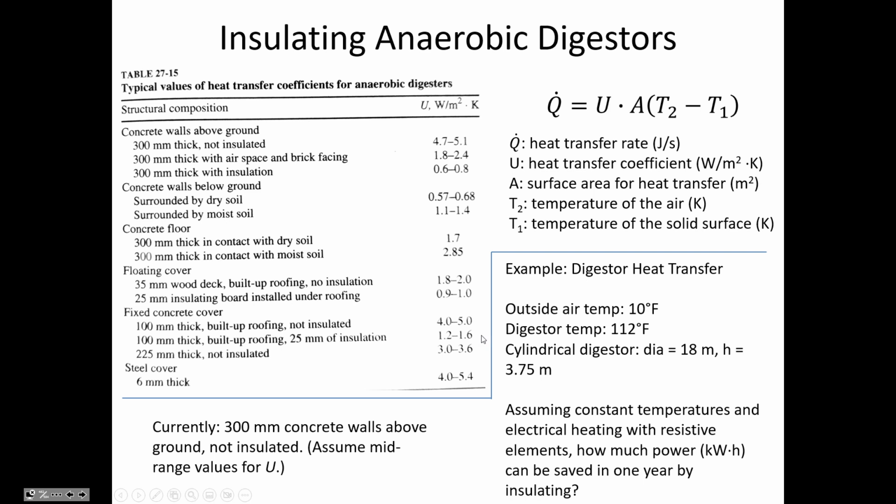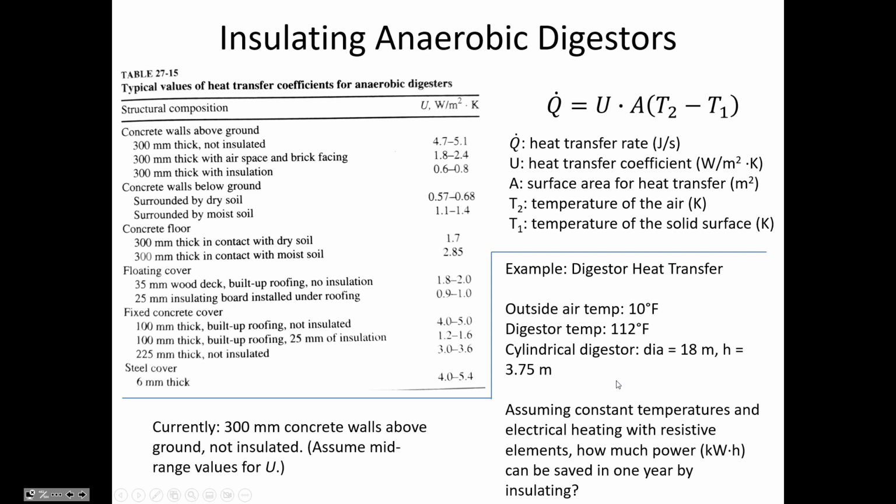So this little example that I've put together is of heat transfer through an anaerobic sludge digester. We're looking at what if we had the digester operating at 112 Fahrenheit and the outside air temperature is 10 degrees Fahrenheit, and we've got a cylindrical sludge digester just for ease of calculation.